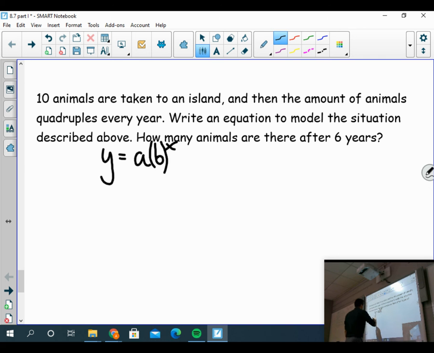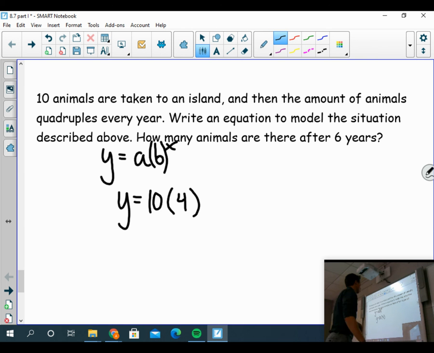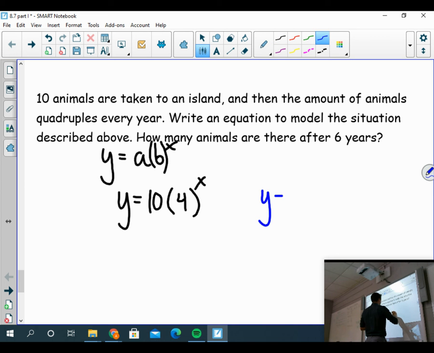So in my general form, what is my a value? Well, that's how many animals I start with, which is 10. Quadruple implies the rate of change is 4. We're quadrupling every year. And x will be the amount of times this rate of change occurs. So there's your general exponential function. They also want to know specifically how many animals are there after 6 years.